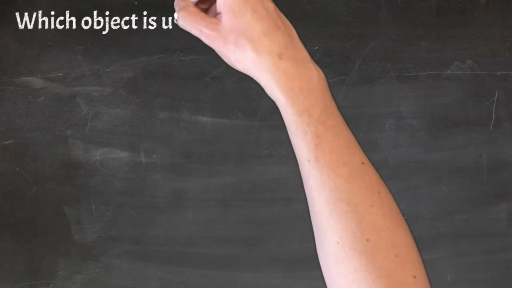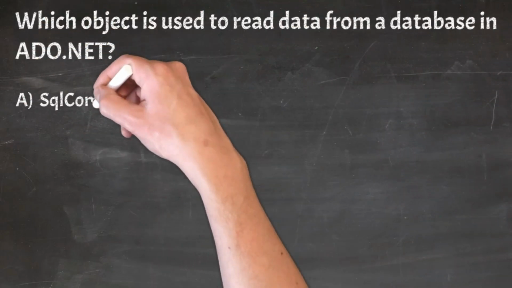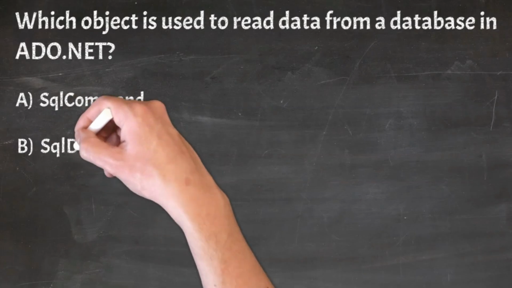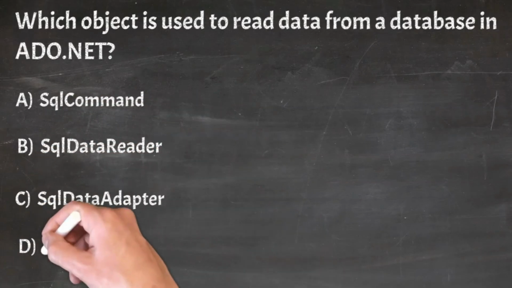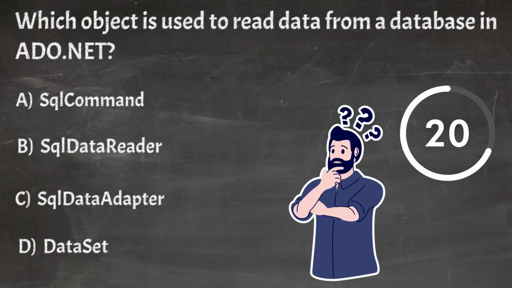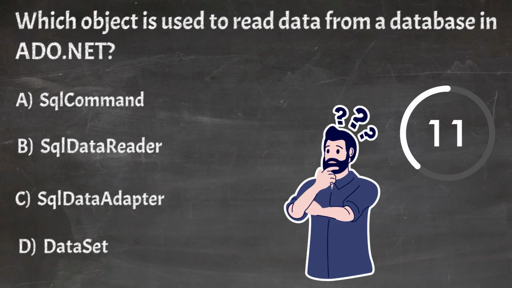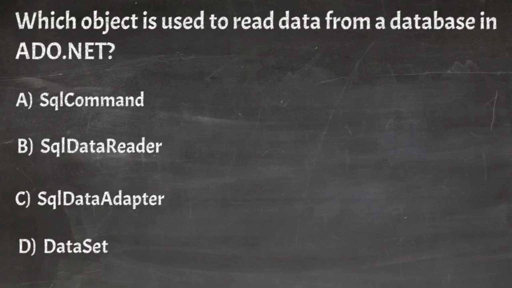Which object is used to read data from a database in ADO.NET? A. SqlCommand. B. SqlDataReader. C. SqlDataAdapter. D. DataSet. Correct answer B. SqlDataReader.